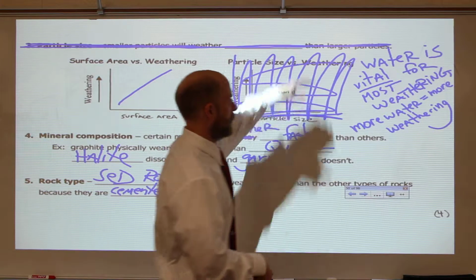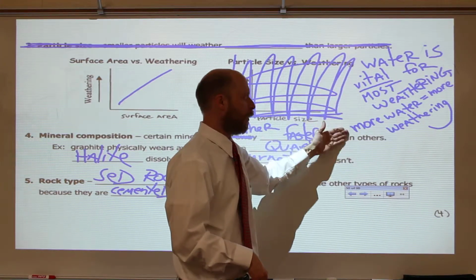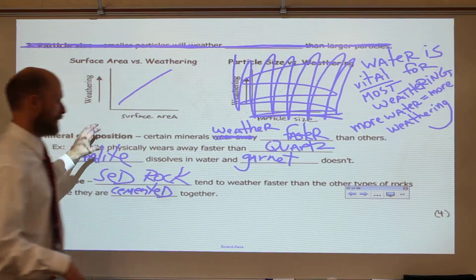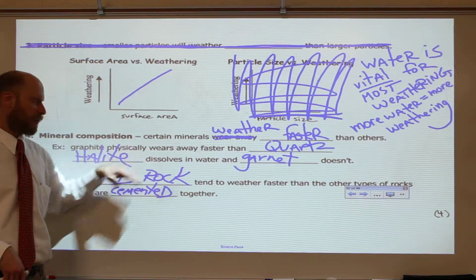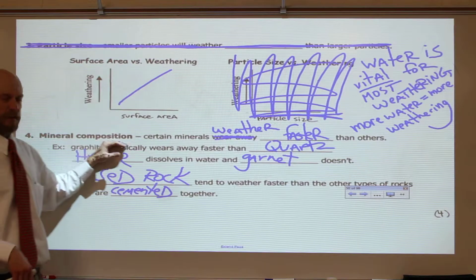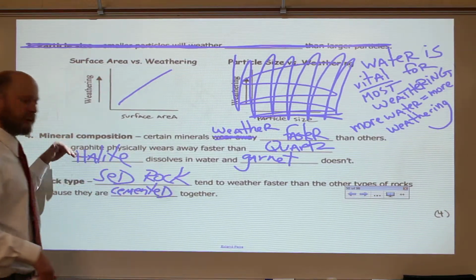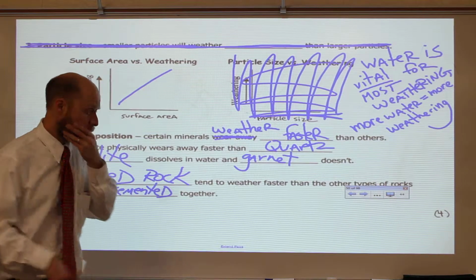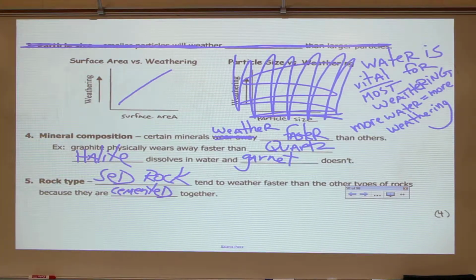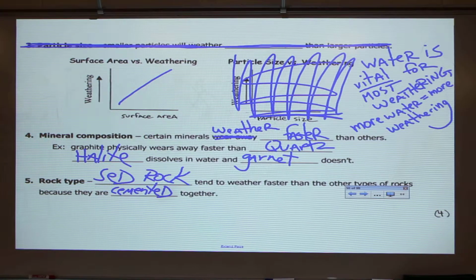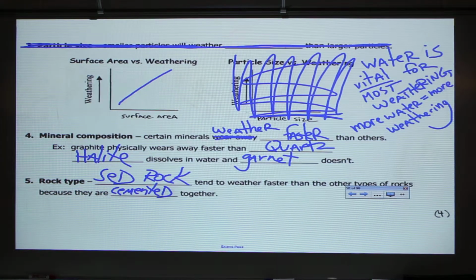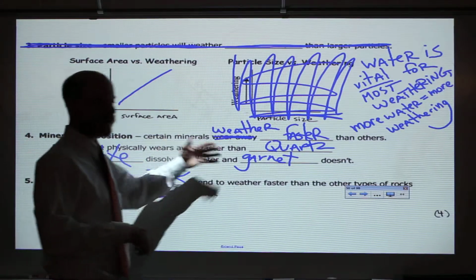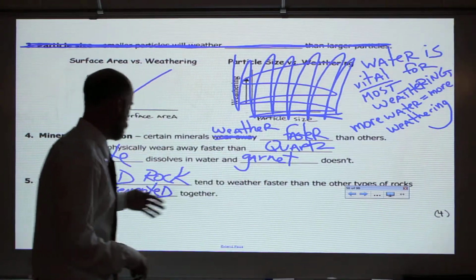Okay, hopefully you unpaused it. Water is vital for most weathering. More water equals more weathering. Know that fact. Mineral composition. Certain minerals weather faster than others. Quartz will weather very slowly, but like physically, graphite will weather much faster because it is much softer. Much softer mineral, a much lower hardness. Halite will dissolve in water. Garnet will really be difficult to dissolve in water.